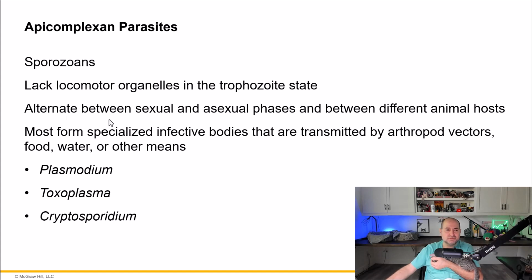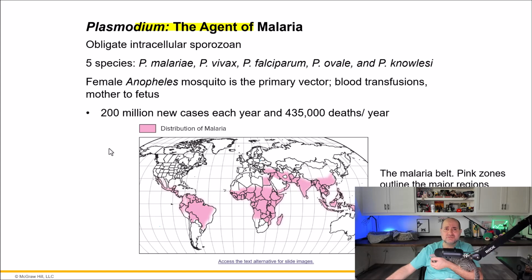They alternate between sexual and asexual phases and between different animal hosts. Most form specialized infective bodies that are transmitted by arthropod vectors, these biting insects. They can also be transmitted by food, water, or other means. These include Plasmodium, Toxoplasma, and Cryptosporidium. Let's start with Plasmodium. This is the agent of malaria.